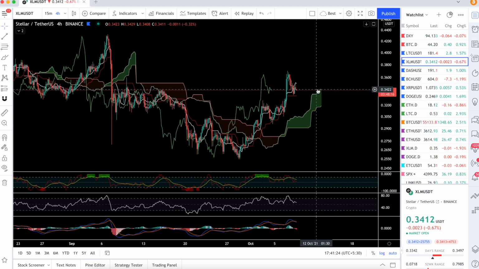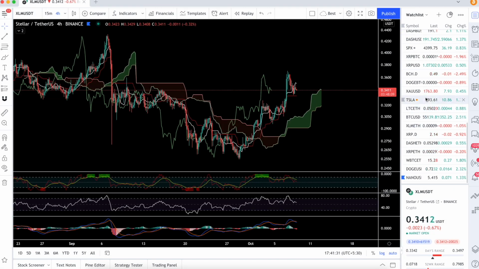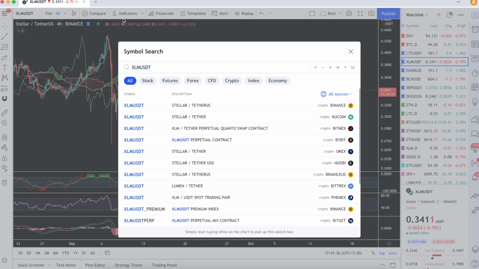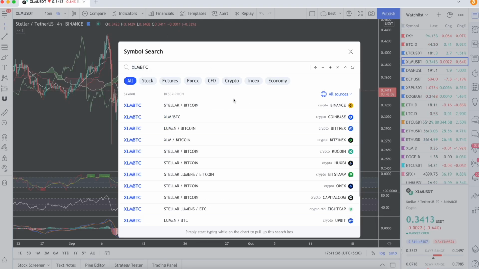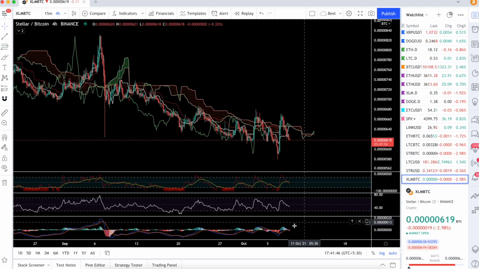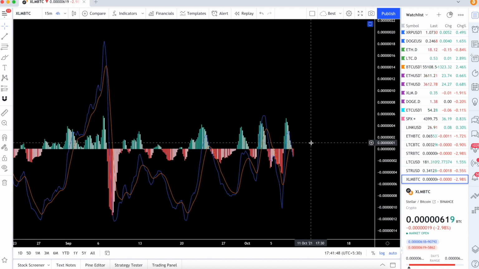So yeah, now let's take a look at the Stellar Lumens XLM BTC pair real quick. I don't know where it is, so I'll just type it in. So this is the BTC pair of Stellar Lumens, and again on the 4-hour chart you can see that we are experiencing some correction.